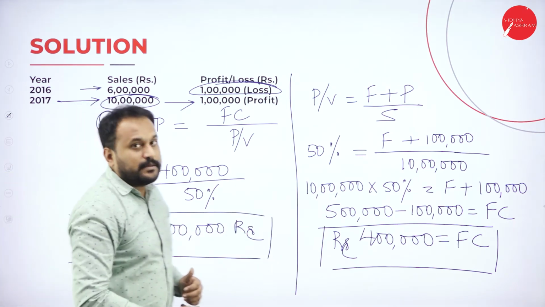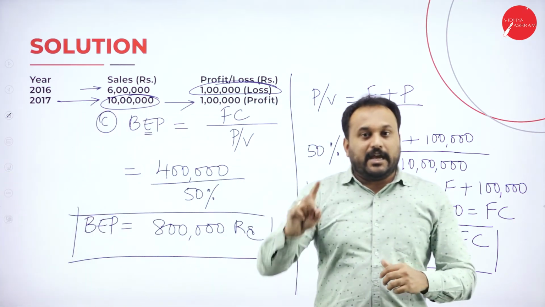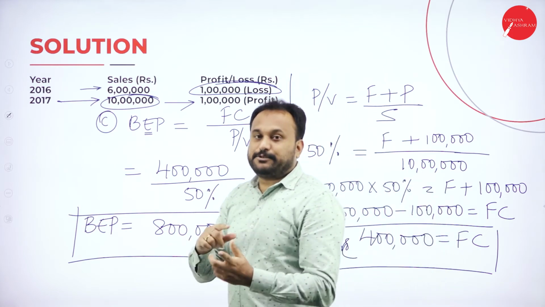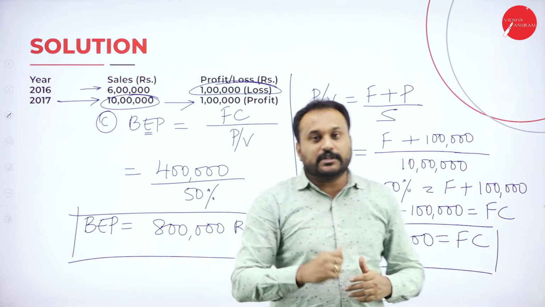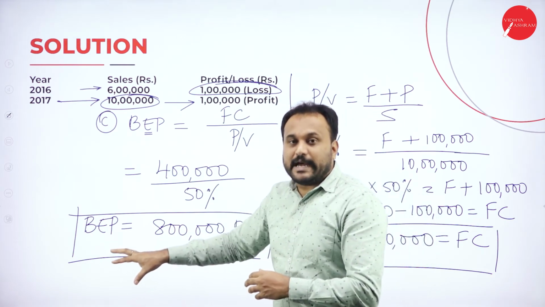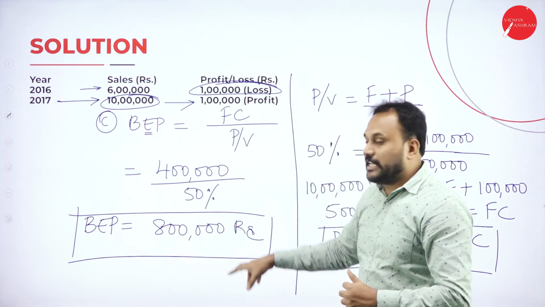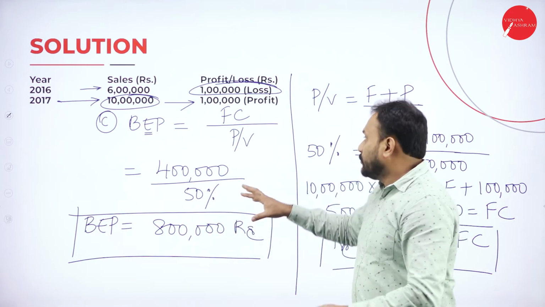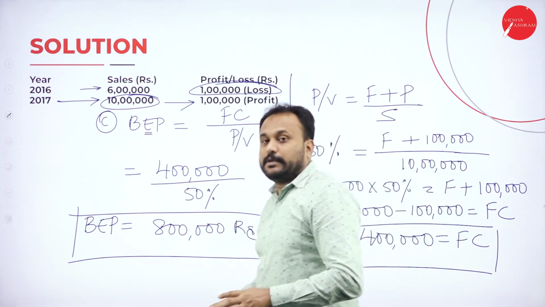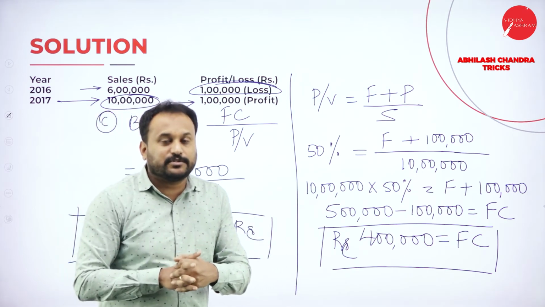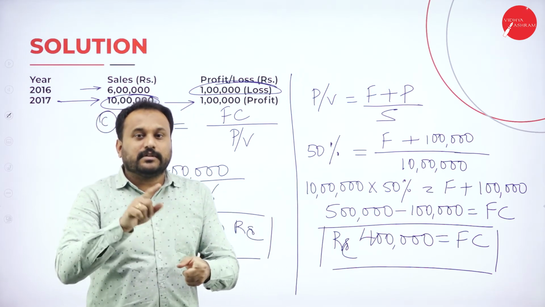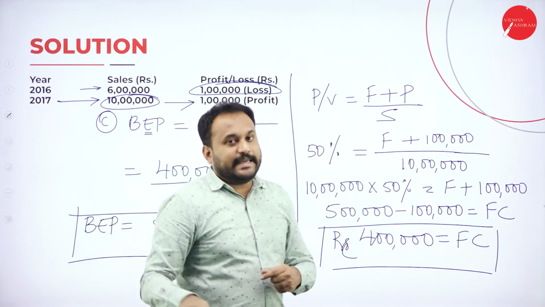I'm done with my BEP also. So APV we have done. Next we went with MOS of 2017. We cleared it. Now I have given you the homework of that MOS value. The third one we went with is BEP. To find fixed costs, I told you what we are supposed to do. That is the Abhilash Chandra tricks you are supposed to use: PV is equal to F plus P divided by S.